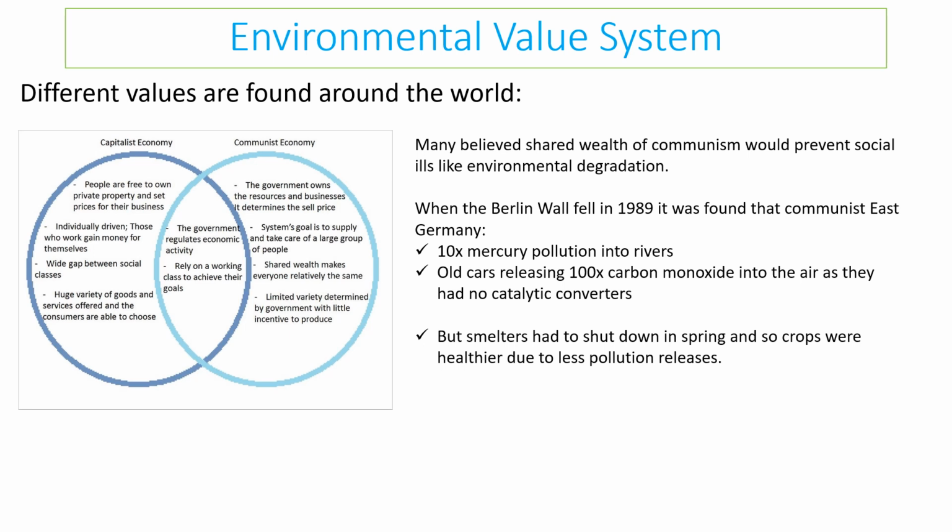However, there was some argument for it as well. Smelters had to be shut down in the spring as a result of not needing enough of the materials, and therefore it was actually healthier, the crops are healthier due to less pollution. So the systems didn't really support either way as a result.